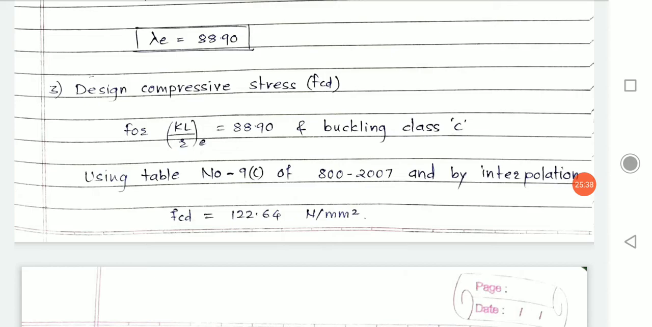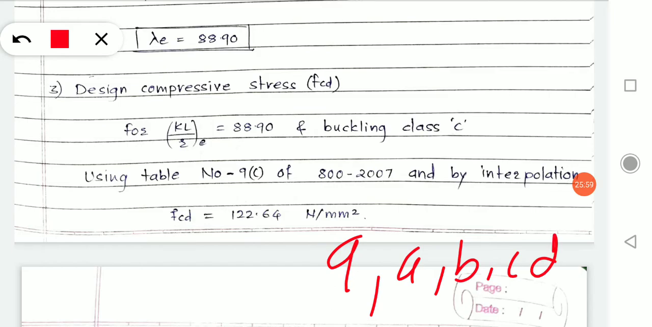So let's come to the calculation of FCD. FCD is 122.64, and how did I calculate that? From the table number 9C, because here the buckling class is C. From A, B, C, D, the A stands for buckling class A, B stands for buckling class B. From 9A, B, C and D, this A, B, C, D stands for the buckling class. The buckling class for the section I have chosen is C, and I already discussed with you how to classify our section with these different buckling classes. Okay, so I hope you understood that.